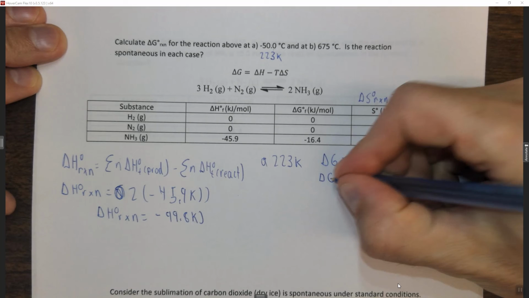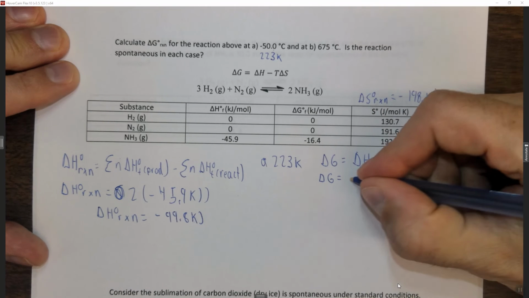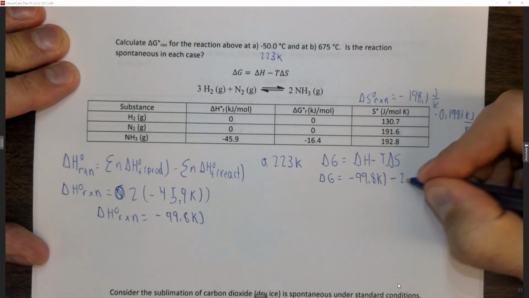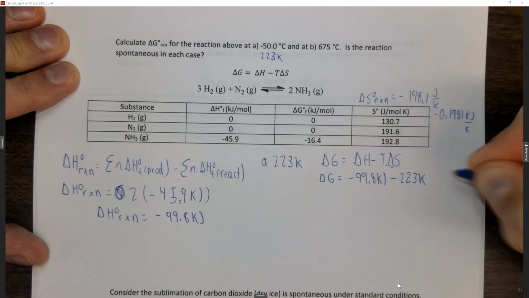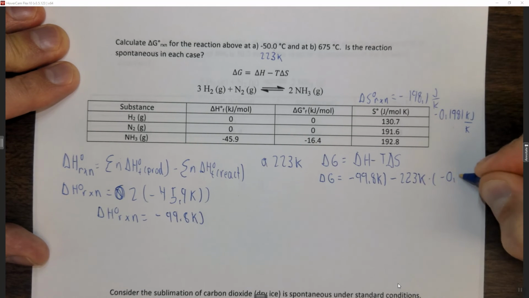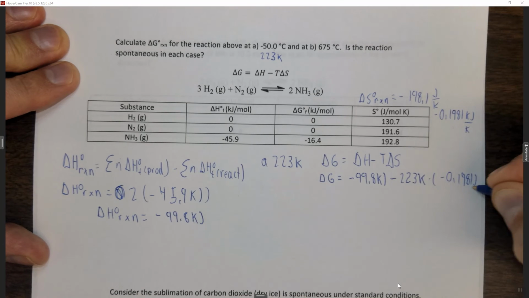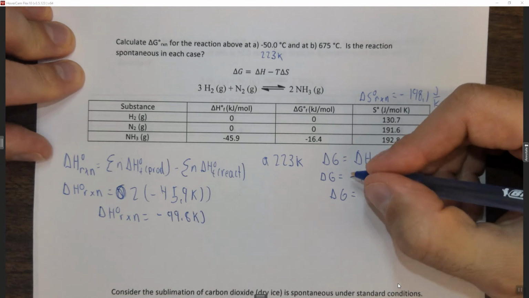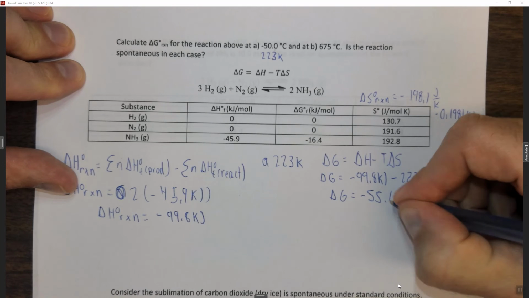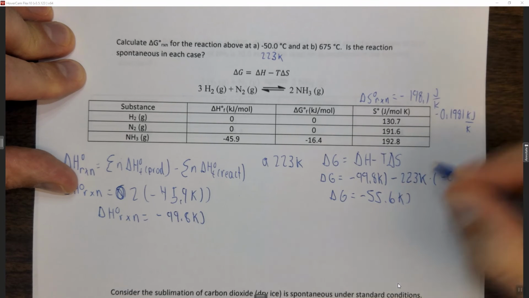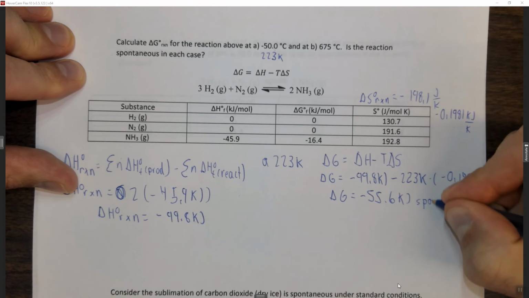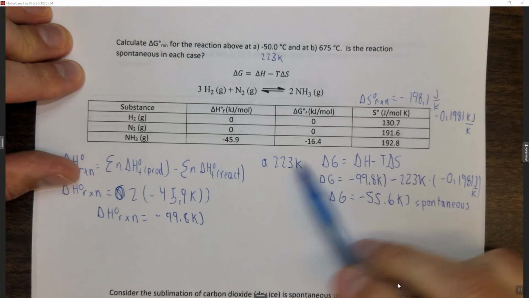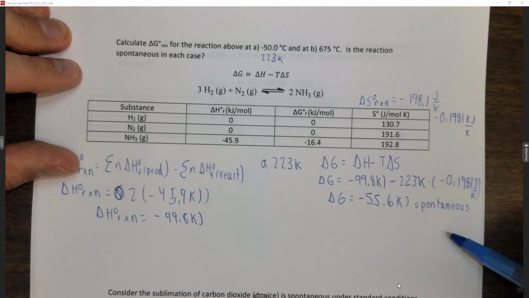So if we look at delta G here, it's delta H, minus 99.8 kilojoules, minus T, 223 K, times minus 0.1981 kilojoules per K. And when we do that math, we find that delta G is equal to minus 55.6 kilojoules. Because delta G is negative, the reaction is spontaneous at this temperature. So this is a relatively low temperature, making this reaction spontaneous.